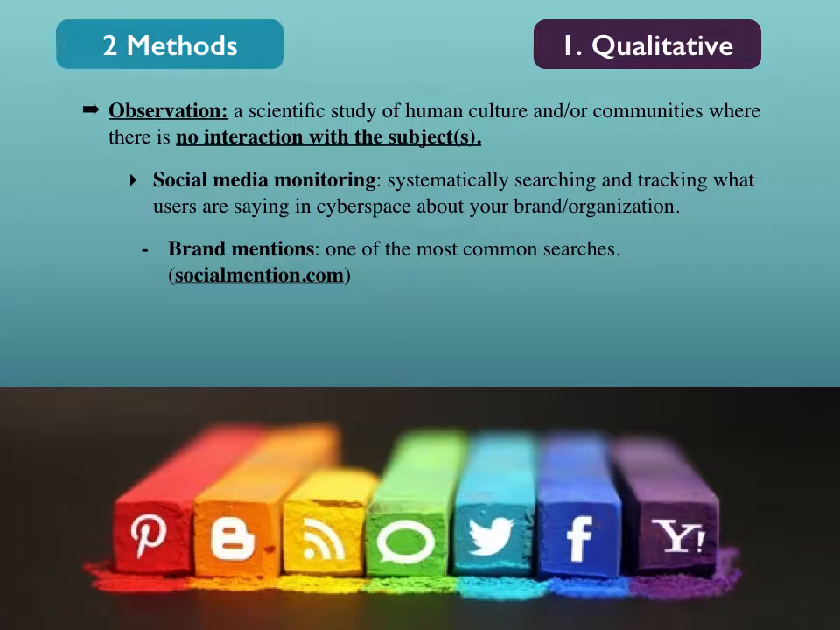And then you have brand mentions as a type of observation, and it's one of the most common searches used for research online. And basically, this is how many times a brand is mentioned, and it's used to measure brand buzz or viral spread. So let's take a look at an example of qualitative research.